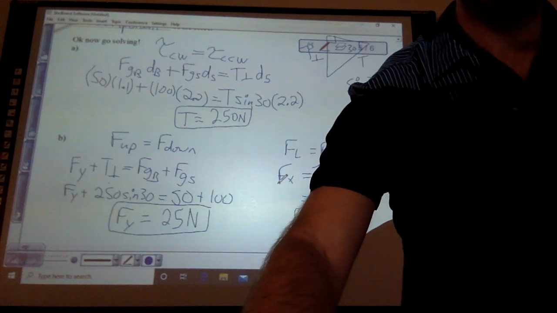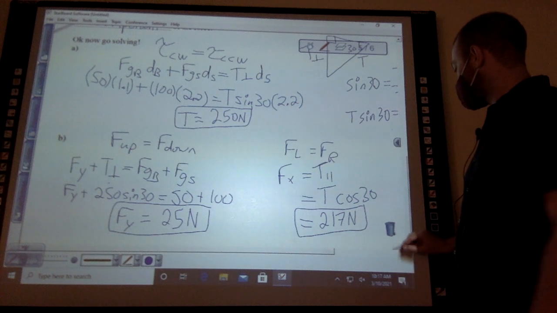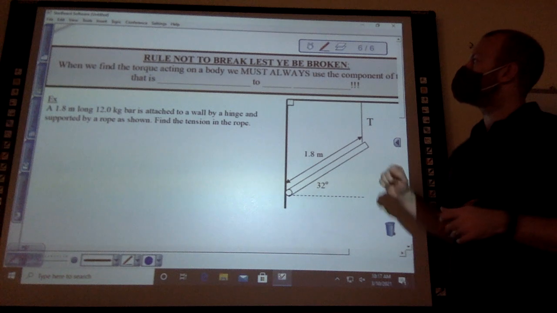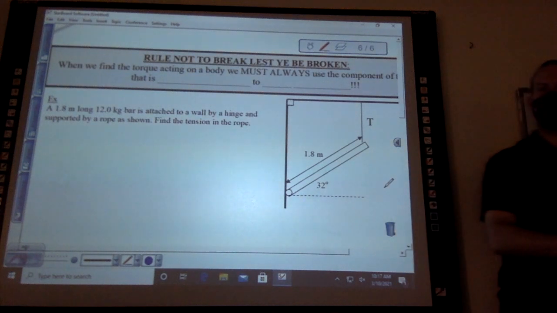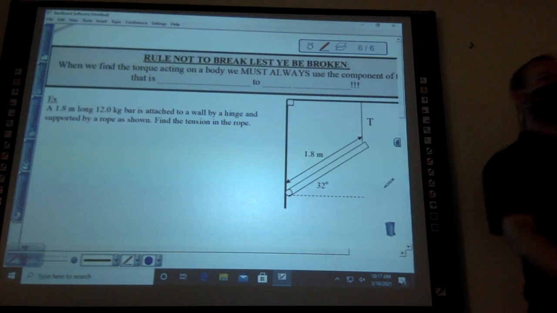How many more questions do I have? I have 2. I think I'll probably just do 1 though, because the other one's the same. Okay. Instead of it being like this, it's like this.